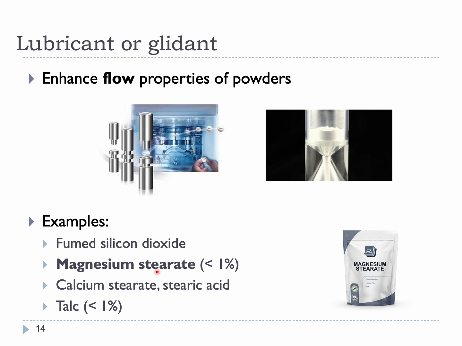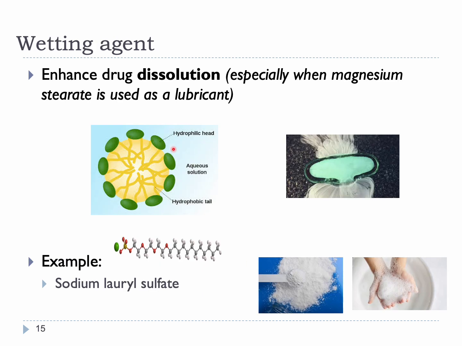Magnesium stearate is very commonly used as a lubricant. At less than 1%, it can provide very good flow properties of powders. However, these ingredients make the tablets more hydrophobic, and it can reduce the dissolution rate. So to solve the problem, another excipient is usually added to the tablet powders: wetting agents. A wetting agent is a surfactant. It helps to enhance drug dissolution, especially when magnesium stearate is used as a lubricant.